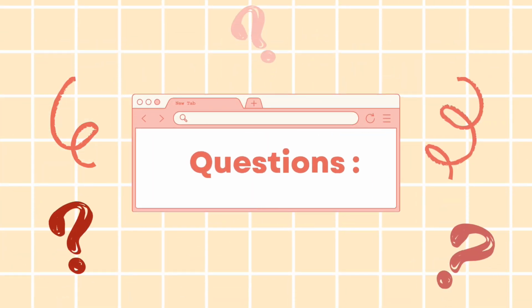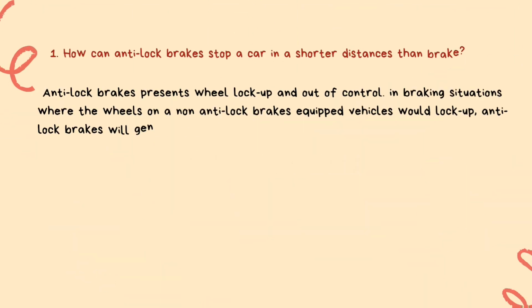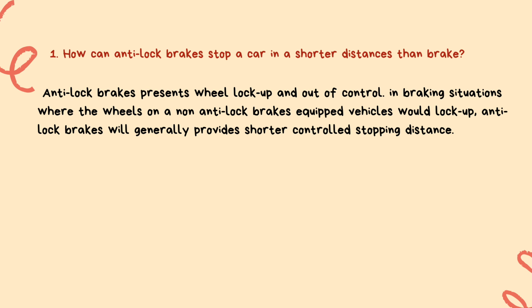Next is the question. How can an anti-lock brake stop a car in a shorter distance than a regular brake? The wheels on a non-anti-lock brake equipped vehicle would lock up and go out of control in a braking situation. Anti-lock brakes will generally provide shorter stopping distances and better control.